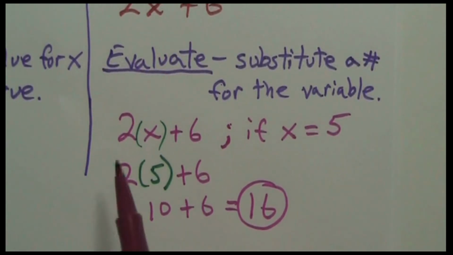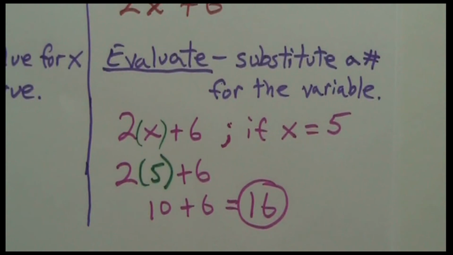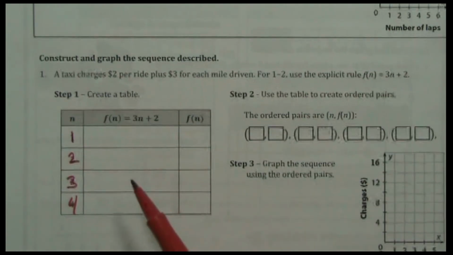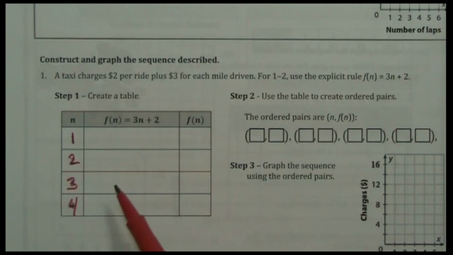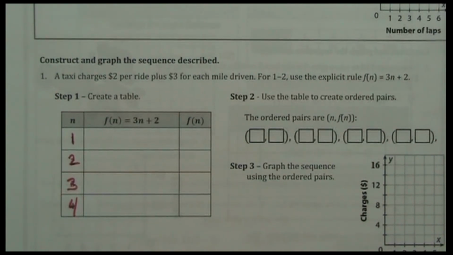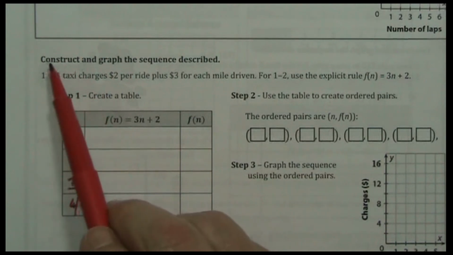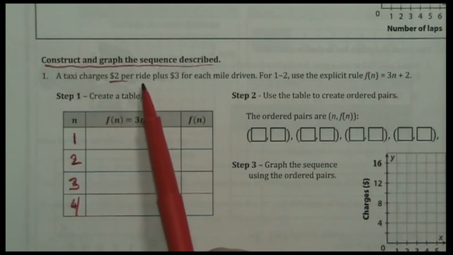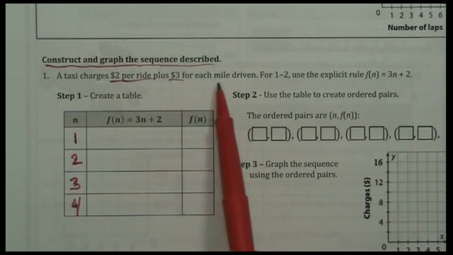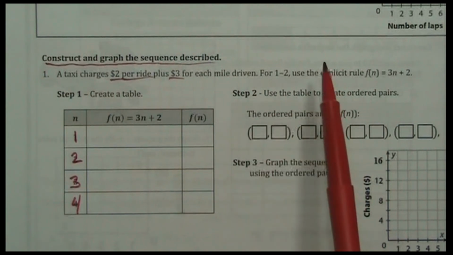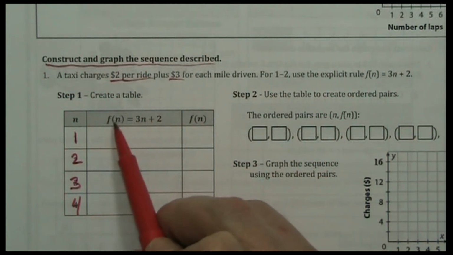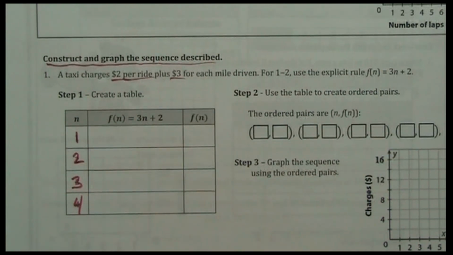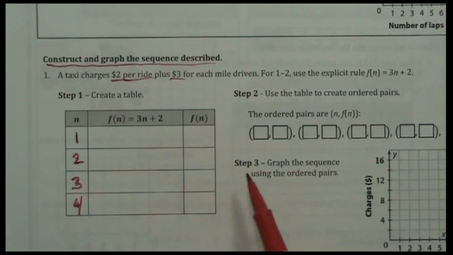All right, now there's a reason why we're practicing all this, and let me just show you. You won't have to write this, what I'm about to show you. Okay, this is what you'll do in ninth grade. This is actually taken from my son's ninth grade algebra book. And look, here's the problem. First of all, you're supposed to construct and graph the sequence described. A taxi charges $2 per ride plus $3 for each mile driven. And so the equation for that is whatever the function is equals 3n plus 2. And they're saying, hey, look, okay, well then you got to graph this.